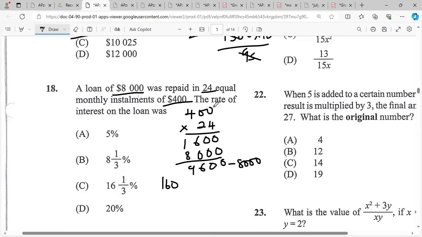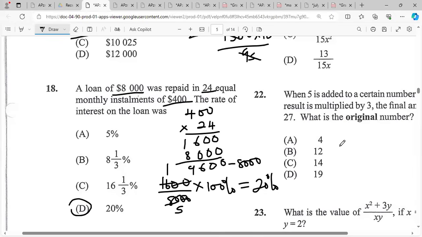Let me see what they ask. The rate of interest on the loan was, yes, so that is 1,600 times 100%. 16 can go in it 5 times. 5, 6, 30, 5, 1 is 5. So that means it's supposed to be 20%. So you actually pay 20% interest, which is crazy.